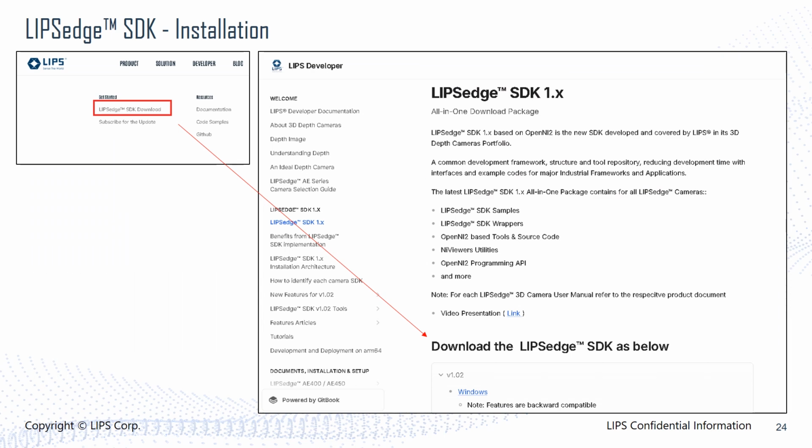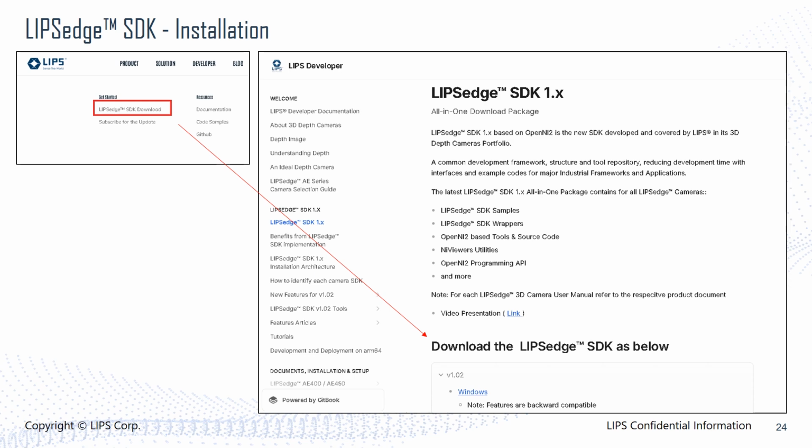Okay, let's start with the installation of the LIPS Edge SDK. LIPS Edge SDK can be downloaded from the LIPS website by clicking on the LIPS Edge SDK download. Once in the developer documentation section, select the download link to start the download.